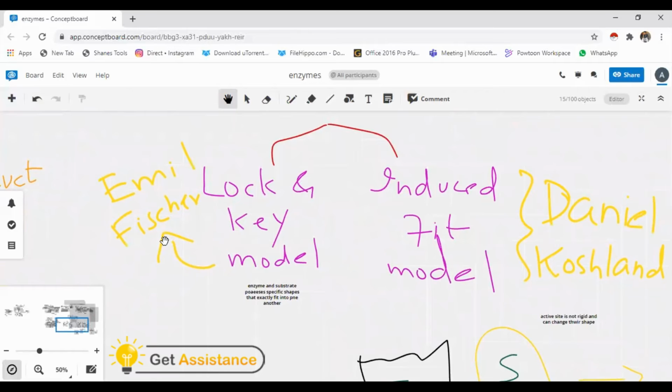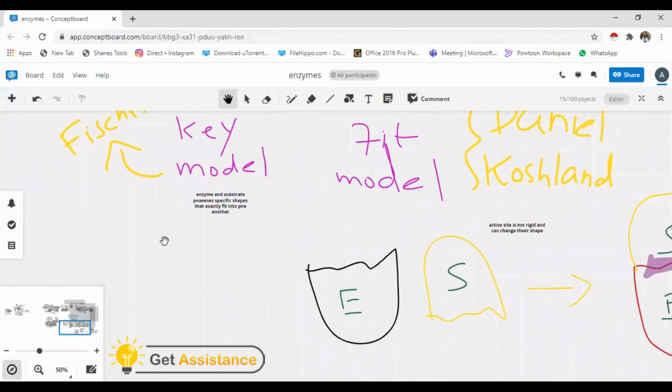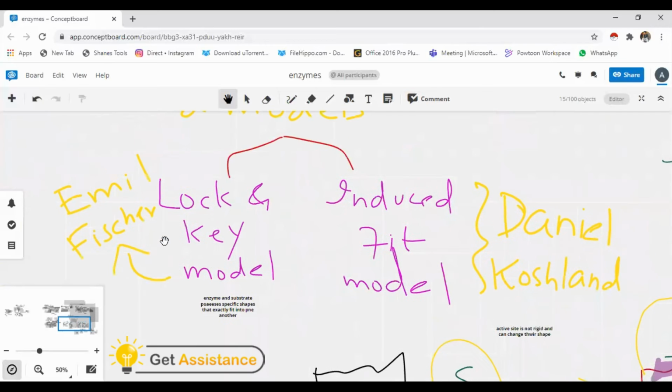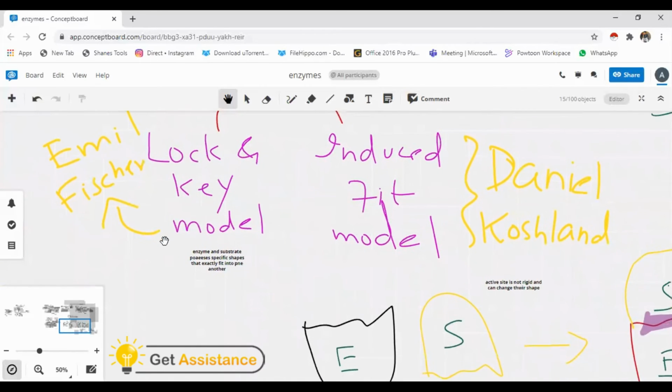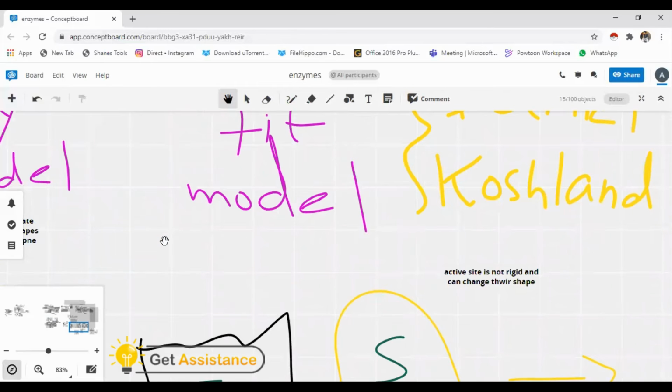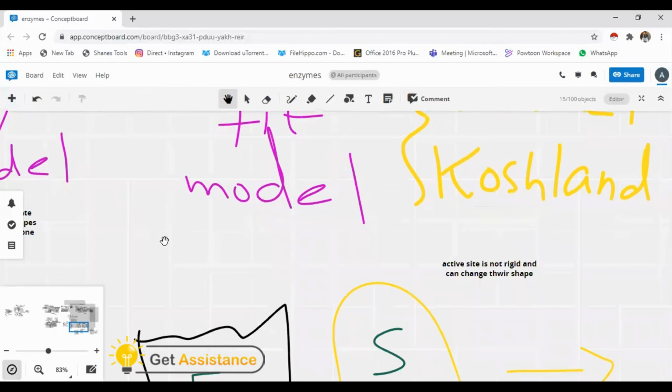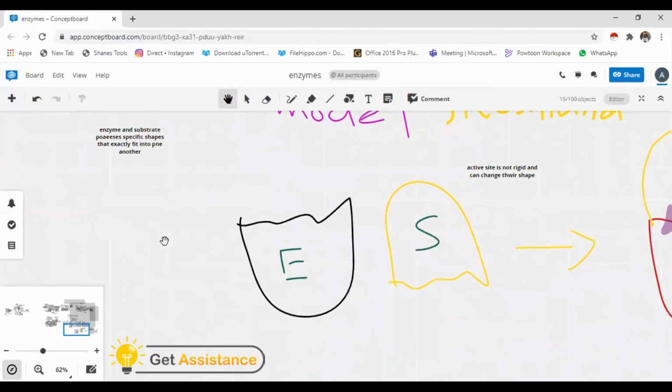After Emil Fischer, we had an American biologist. His name was Daniel Koshland, and in 1911, Daniel Koshland produced a second mechanism model, and he named it the induced fit model. According to this model, the active site was not rigid, and the active site can change its shape according to the substrate. Substrate is the kind of food that you are taking inside your body, but the enzyme is always present inside your body. So the active site of the enzyme is going to change its shape due to the substrate. This model turned out to be the correct model.